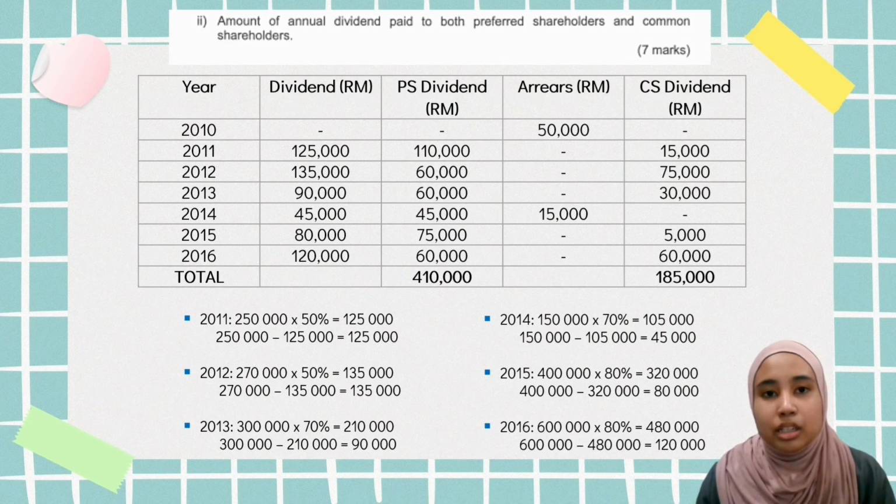Then we need to add year 2010 to the table. There are no dividends, preferred share dividends or common stock dividend for 2010. For this year, we will only fill the amount of arrears totaling 50,000 ringgit. We will also need to fill out the dividend rows with the amount from the question from 2011 until 2016 with 125,000, 135,000, 90,000, 45,000, 80,000 and 120,000 respectively.